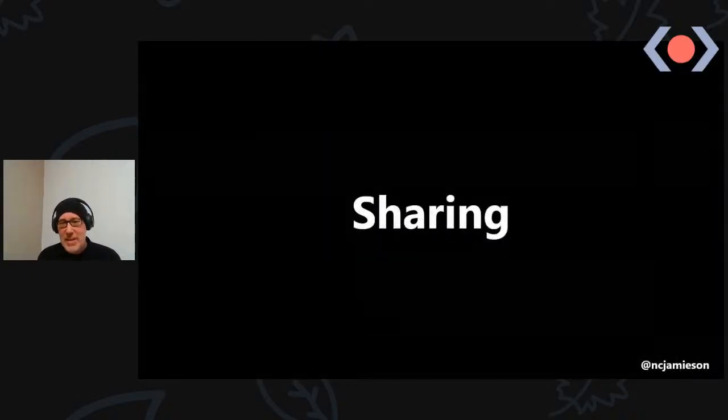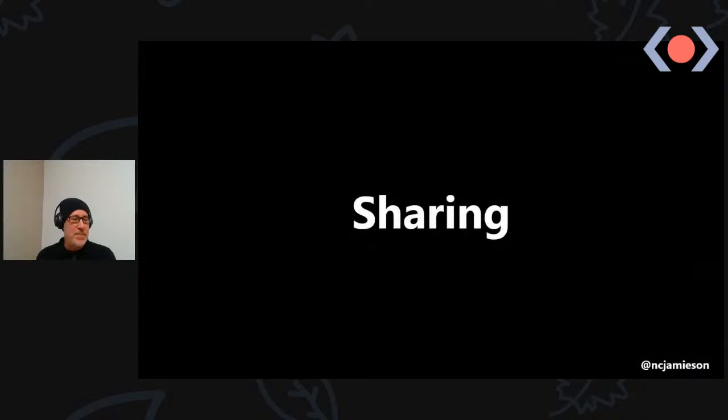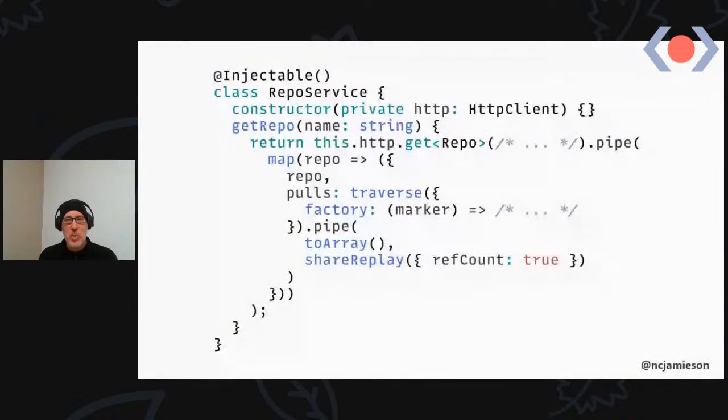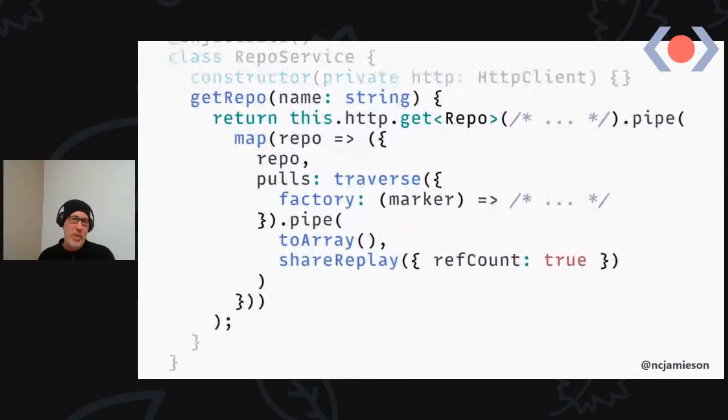The third and last pluggable API that we'll look at deals with sharing. The context we use for this is, we'll imagine we have a repo service in our application, and that repo service has a get repo function. So we'll pass in the name of the repo.